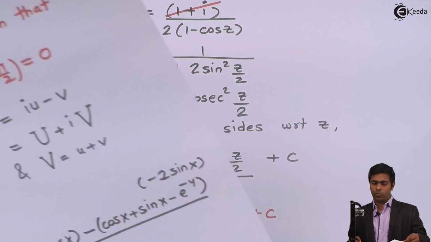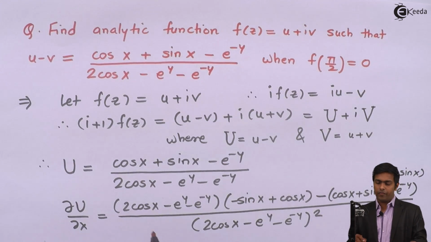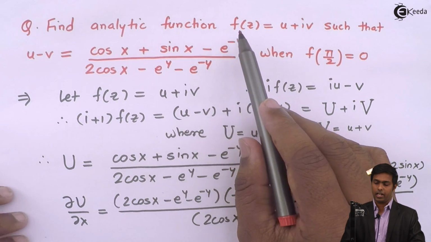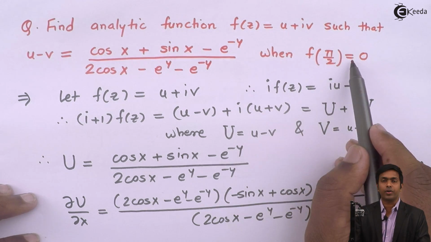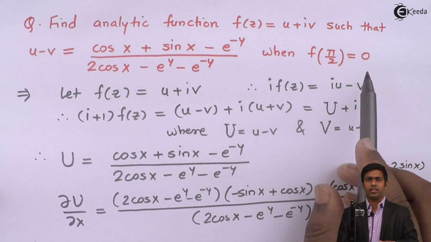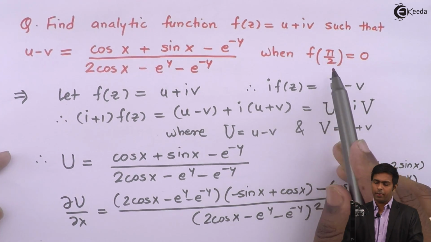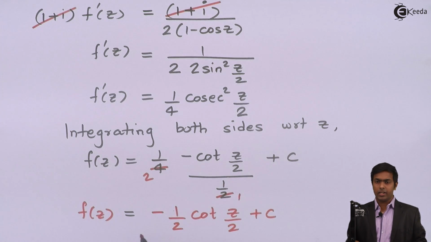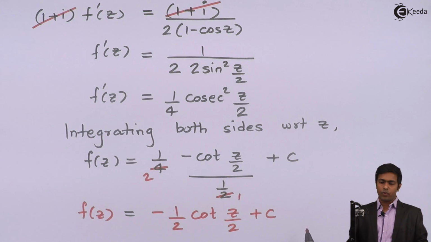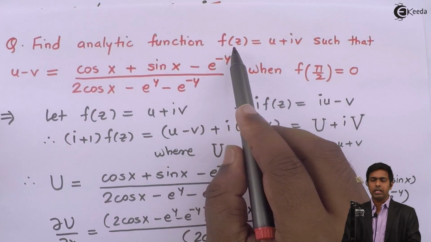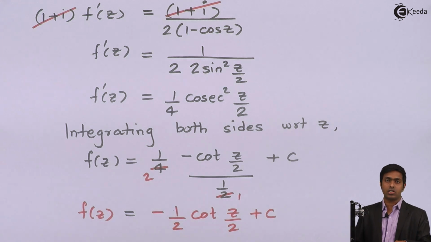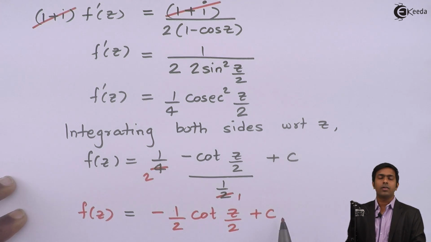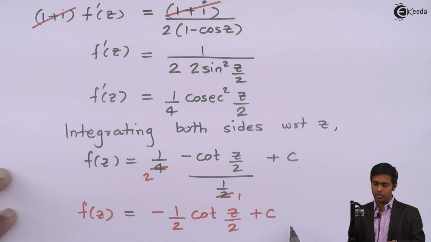Now if you see the question, here we have to find the value of the analytic function f of z. Also the condition f of pi by 2 equal to 0 is given. Now why is it given? If we put this value pi by 2 at z, then we will get this constant c. So we have to find the value of f of z in such a way that we get the value of that constant c. And for that, now I will put z as pi by 2 in this equation.